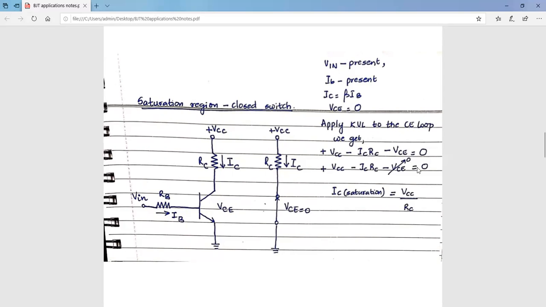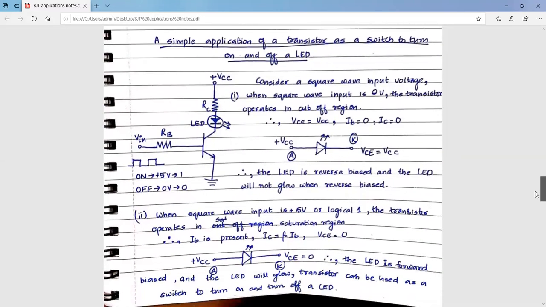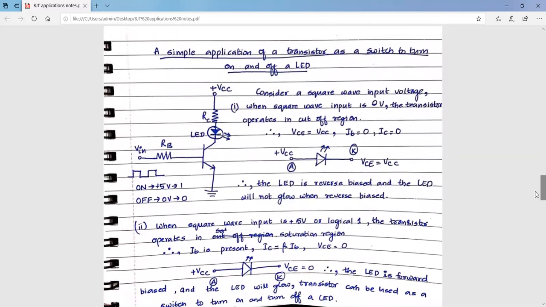Now if we move further, we'll see another question, a simple application of the transistor as a switch to turn on and turn off an LED. Here we'll see a scenario where we use the transistor as an on switch and off switch to turn the LED on and off. If you see the entire circuit, the circuit remains the same. We are using the common emitter configuration only.